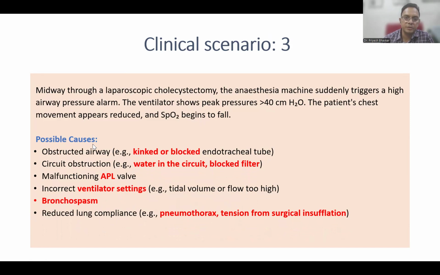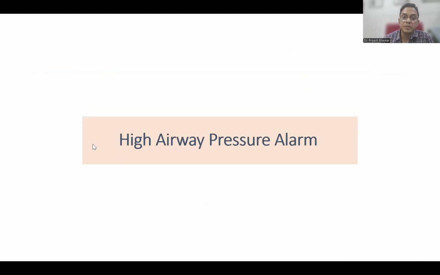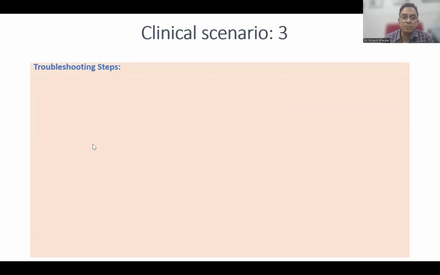Obstructed airway, yes. Kinked or blocked endotracheal tube. Circuit obstruction, water in the circuit or a blocked filter, right? Malfunctioning APL valve, yes. Incorrect ventilator setting, tidal volume too high. From the patient end, you can have a bronchospasm also. And you can have reduced lung compliance due to pneumothorax or tension from surgical insufflation, pneumoperitoneum, right? So it's a case of high airway pressure alarm.